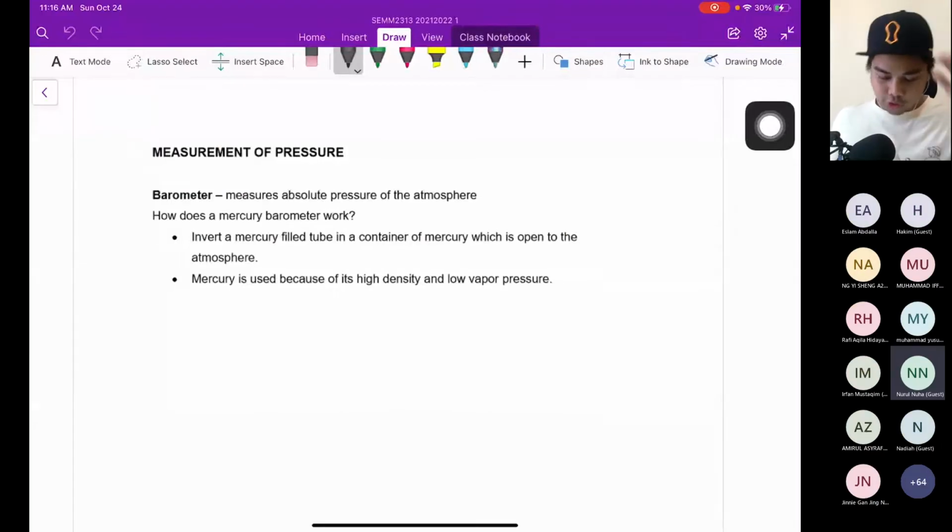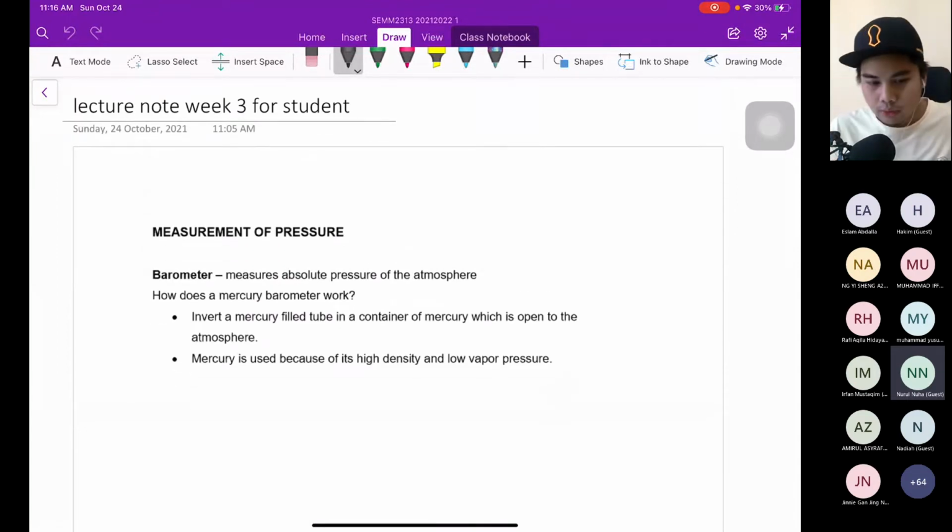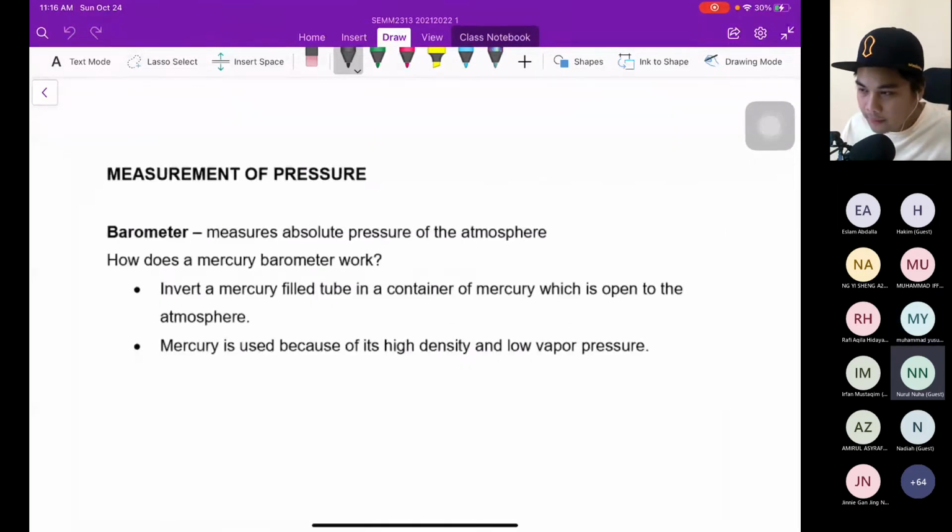Okay. So, after we have understood how to calculate the variation of pressure with depth, which is delta P equal to negative gamma delta Z. Okay. So now, in order to, yes.